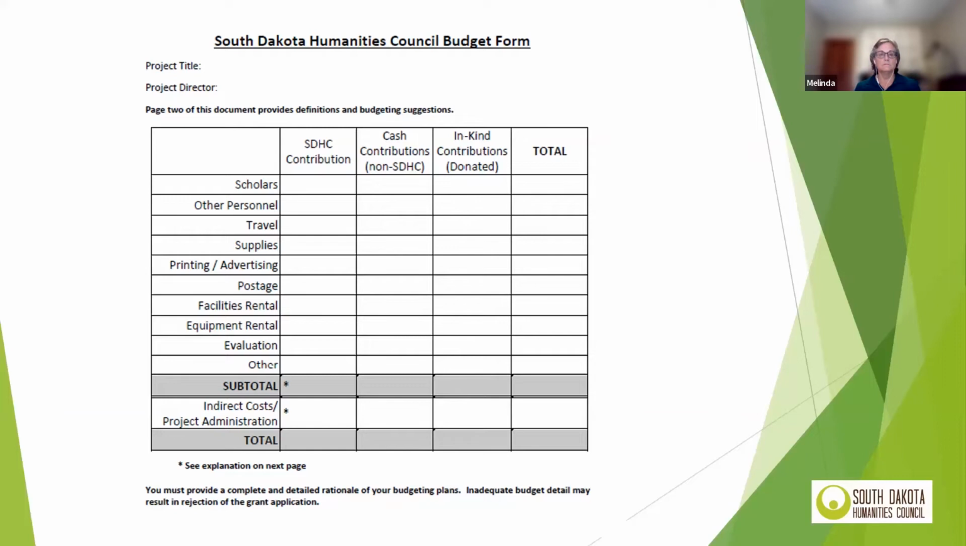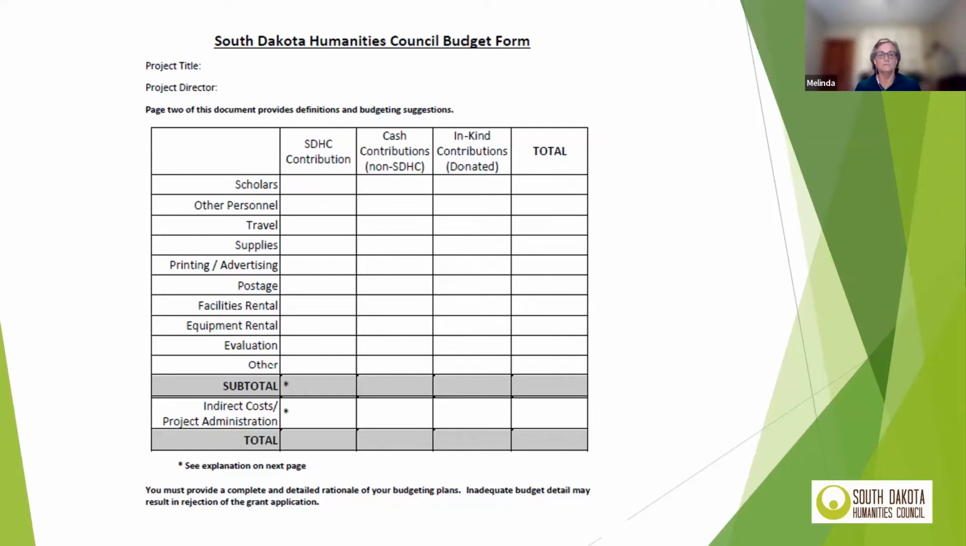People sometimes ask me to explain the cash and in-kind contributions. So let's do that. Cash contribution refers to actual money spent for the project, either by the sponsoring organization, other organizations, or individuals. This may include things like salary, travel, purchase and use of office supplies, facilities, equipment rental, anything being paid for but not being paid for by SDHC.